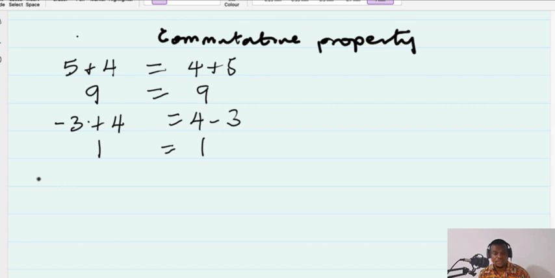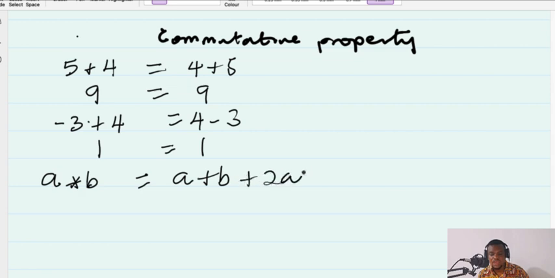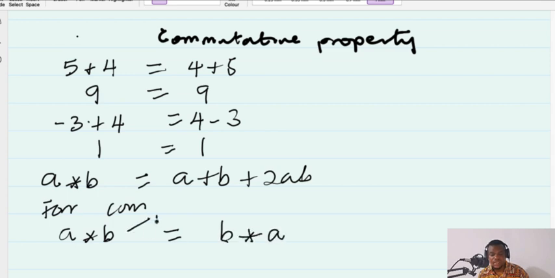So let's start. Let's say we have the operation A star B as A plus B plus 2AB. So for commutative, A operation B should give us, when we interchange, the same as B operation A. Let's call this side equation 1 and this side equation 2. So let's pick equation 1.